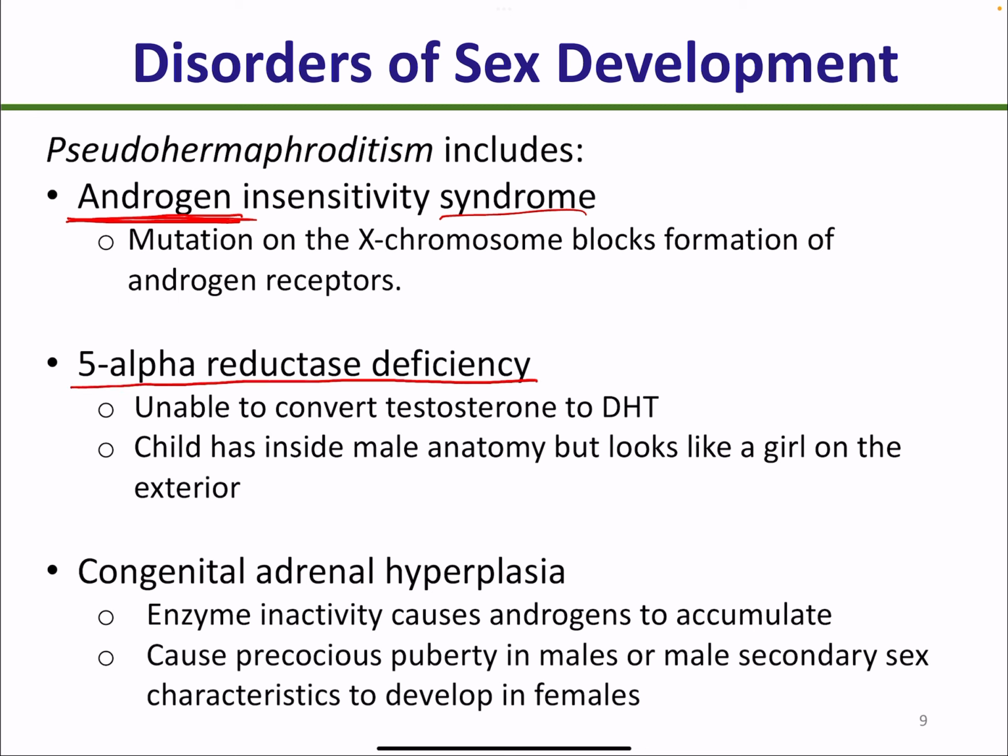In the 5-alpha reductase deficiency, this is when individuals are unable to convert testosterone into dihydrotestosterone. Okay? And the child has inside male anatomy, but looks like a girl on the outside.